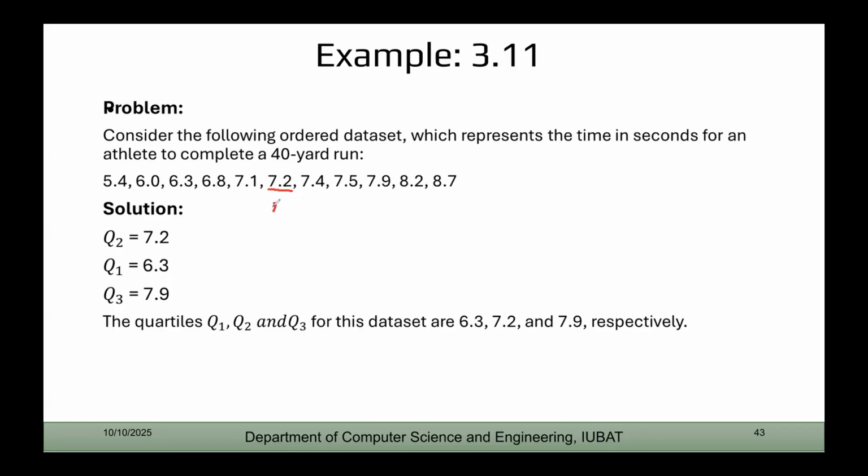I'm just marking Q2. I'm very bad at drawing, using the mouse or without the mouse. Now we need to find Q1, right? So how will we find Q1? Here we have how many data points? 5, right? So here it will be the third value, that is Q1. And here we have 5, and the third of those is Q3. So that is simple.